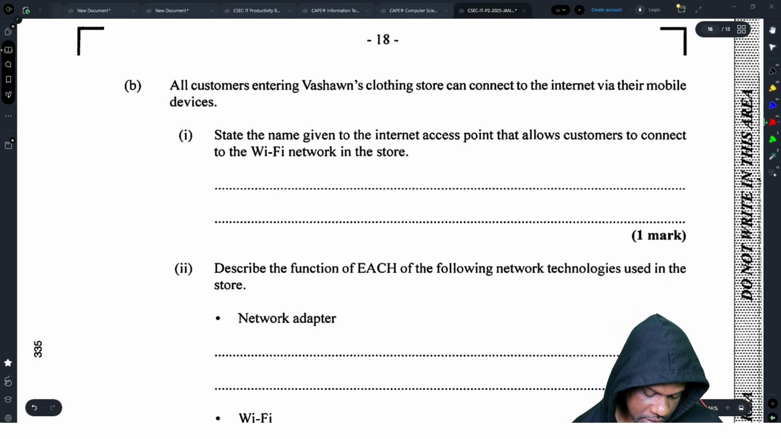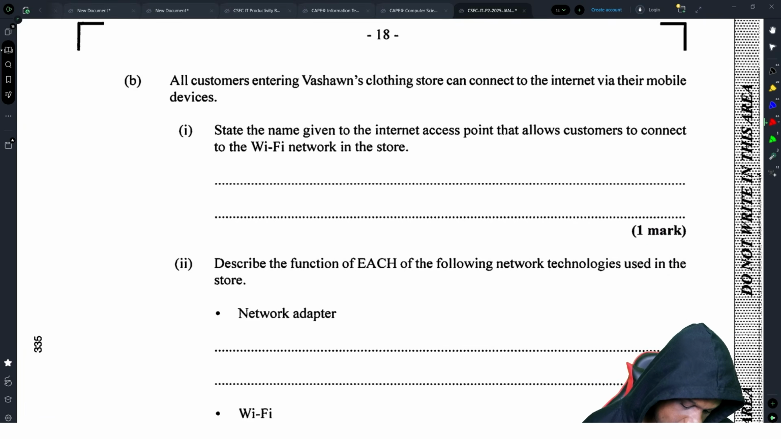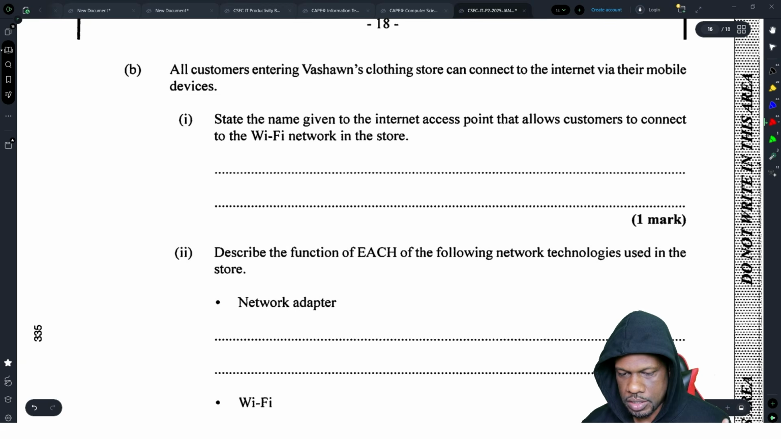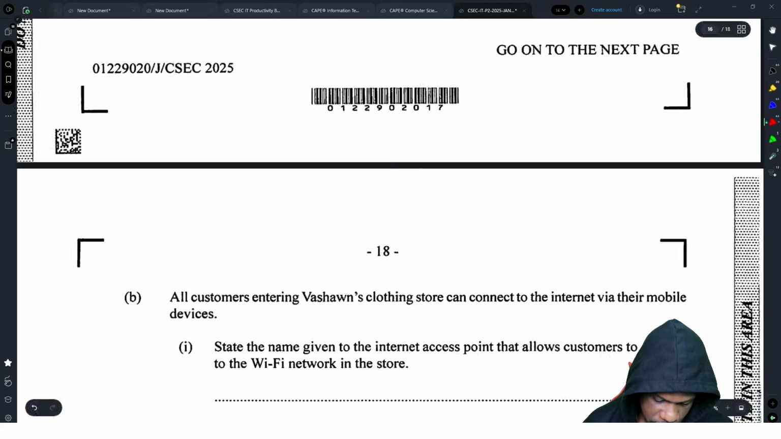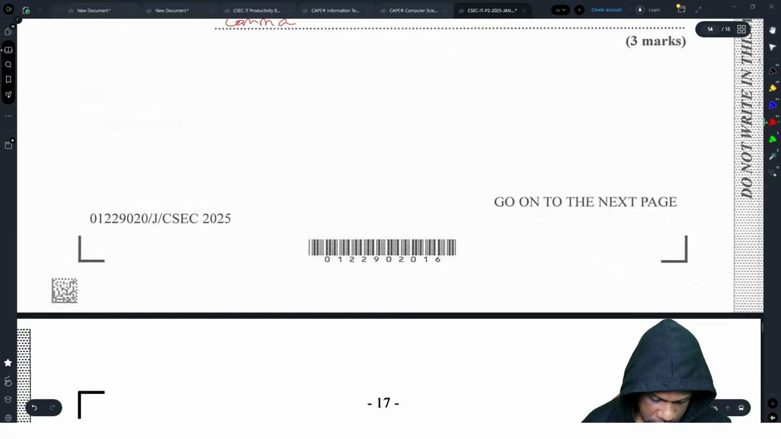Alright, all customers entering Vashon's Golden Store can connect to the internet via their mobile devices. Okay, so they're off the spreadsheet. Train now. How many marks for the spreadsheet? 2, 4, 6, 7, 8, 9, 10.